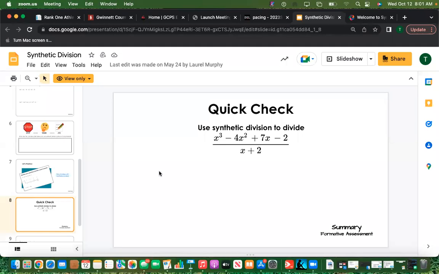That's going to be a negative 2. We're going to list out all the coefficients. So that's going to be 1, negative 4, 7, negative 2. We're going to bring down that first term, the 1 in front of that x to the third. We're going to multiply, add them together, multiply, add together.